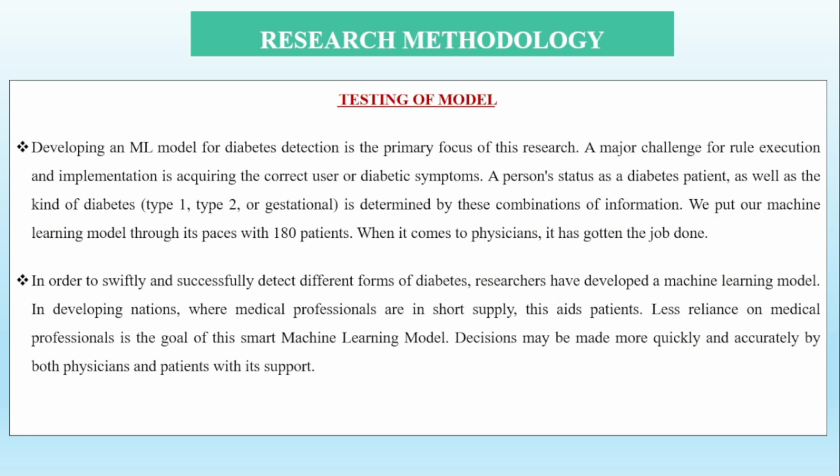Testing of model. Now, developing a machine learning model for diabetes detection is the primary focus of this research. A major challenge for rule execution and implementation is acquiring the correct user or diabetic symptoms. A person's status as a diabetic patient as well as the kind of diabetes, 1, 2 or gestational, is determined by this combination of information. We put our machine learning model through its paces with 180 patients. When it comes to physicians, it has gotten the job done.